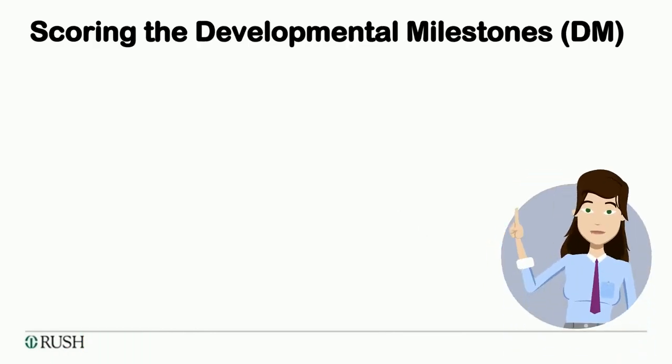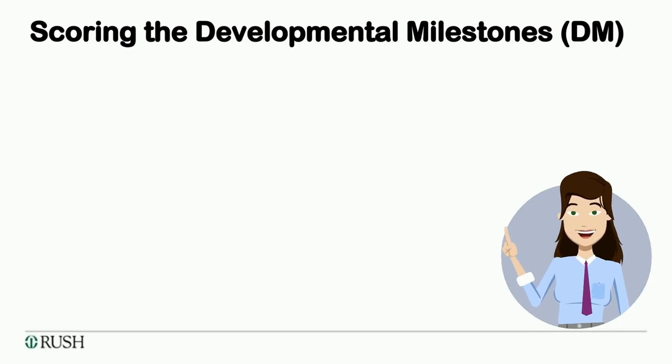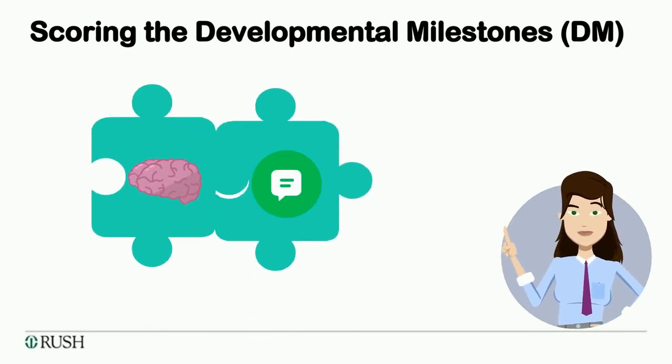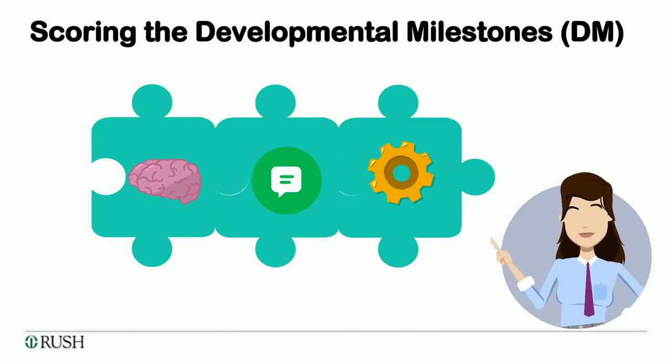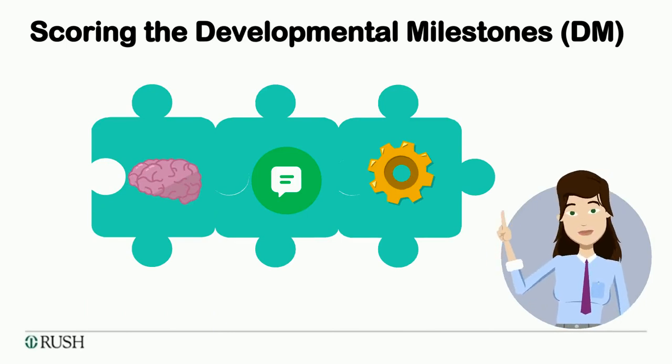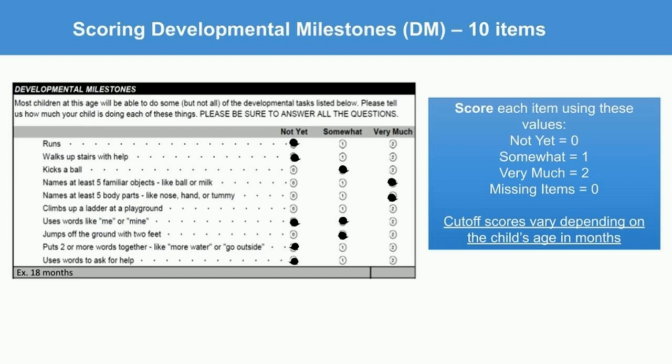The Developmental Milestones module includes 10 questions that assess cognitive, language, and motor functioning within the context of the child's age and developmental expectations. The questions are designed to evaluate each domain from the caregiver's perspective. The module is scored based on a subjective rating scale, with assigned point values ranging from 0 to 2. The total score is calculated based on the cumulative sum of each response value.